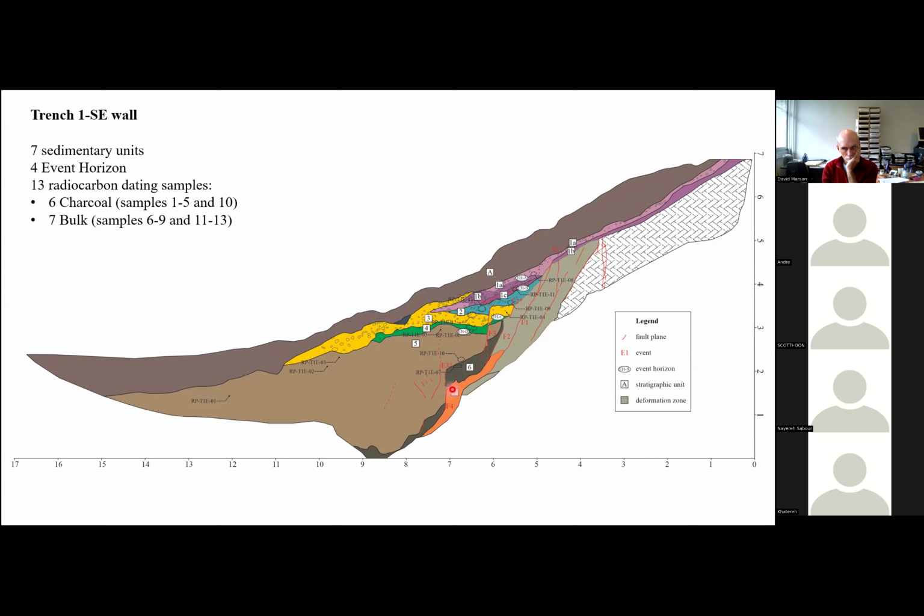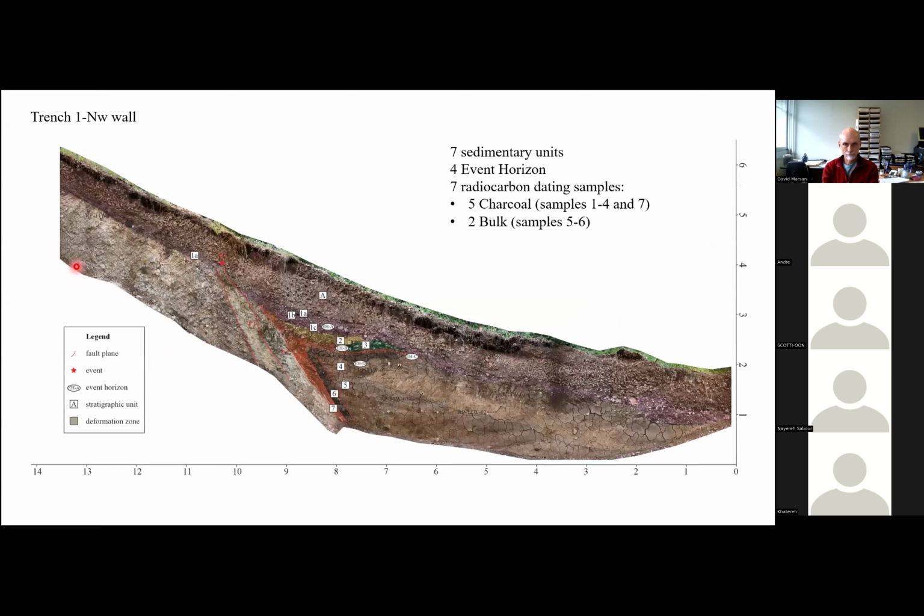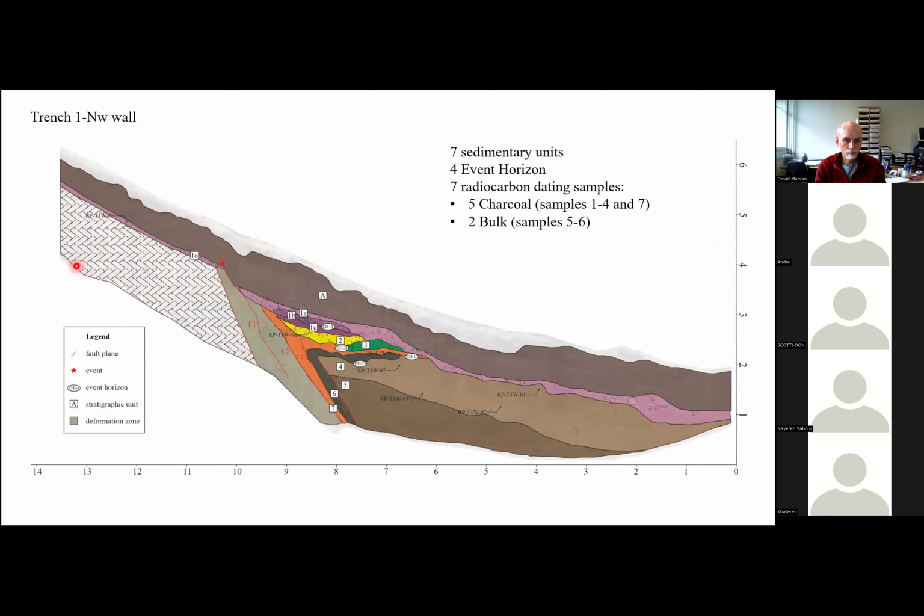But as I said, we considered 4 events, and we took 13 radiocarbon dating samples from this wall, fortunately 6 charcoal and 5 bulk, and I just prepared them to send to the lab for dating. And this is another wall, again in trench 1, the northwestern wall. You can see the log.